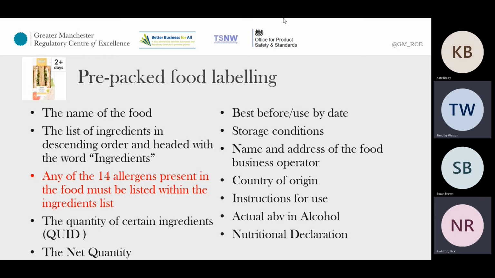So the labeling must also include a net quantity, a use by or best before date, storage conditions for the food, the name and address of the food business operator, a country of origin where any failure to give this might mislead the consumer as to the true origin of the food, instructions for use, so for example any preparation or cooking instructions, and the alcoholic strength where this is applicable, and a nutritional declaration.